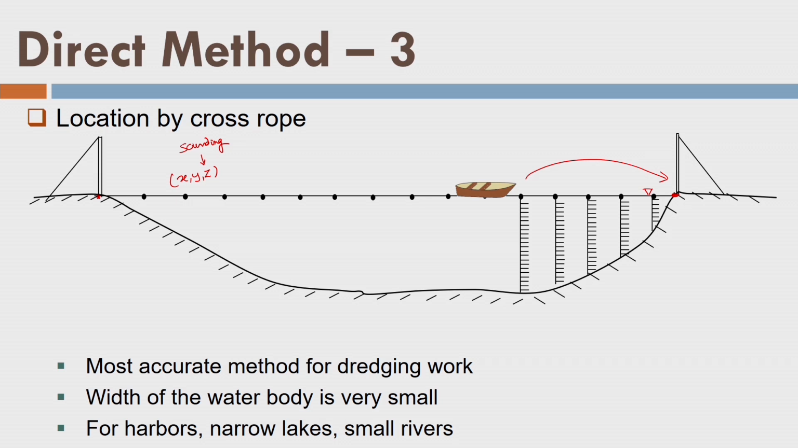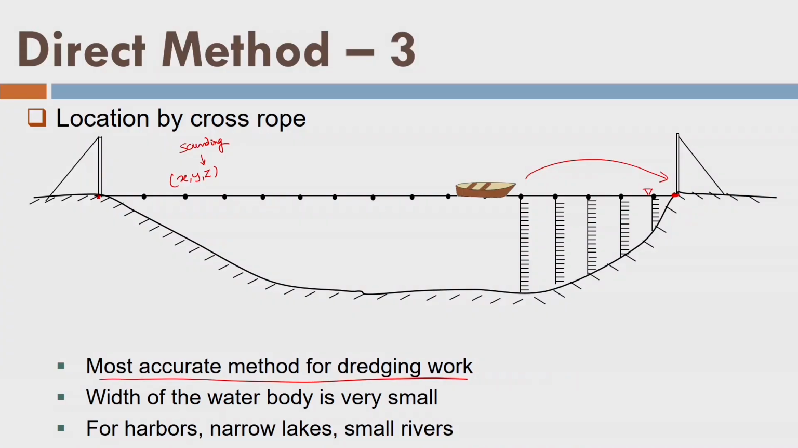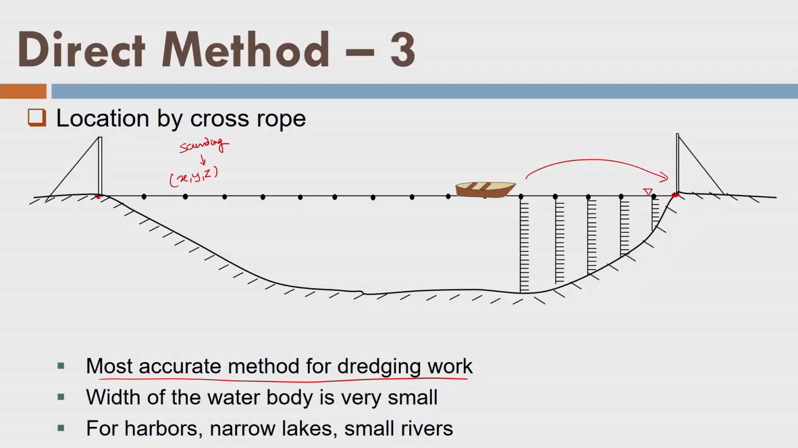Suppose there is a dredging, that means we want to deepen the channel. So we should use this location by cross rope method. It is the most accurate method for dredging work. The width of the water body is very small. So for small rivers and small channels, we should use this method. That means if we can stretch a straight float line, a straight rope across the two banks, then we should use this method. It is the most accurate. So for narrow lakes, small rivers, we use this method.